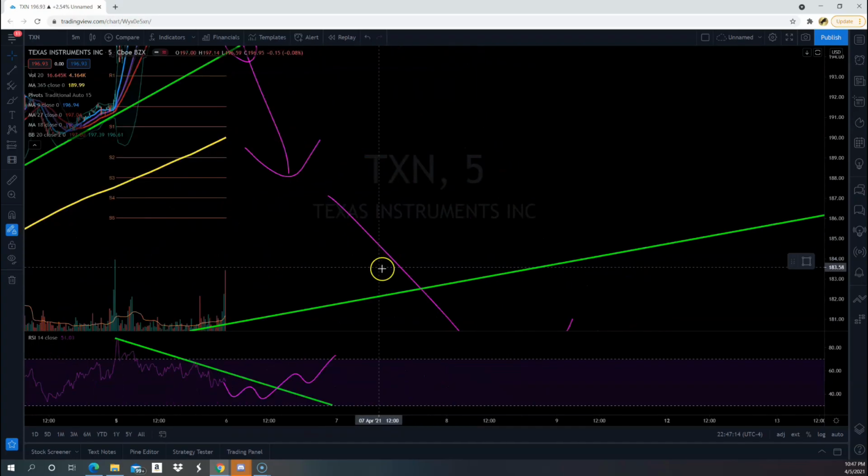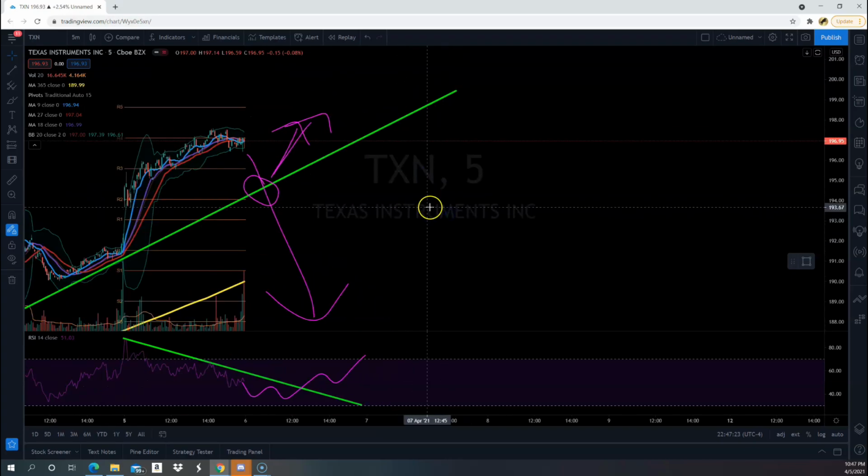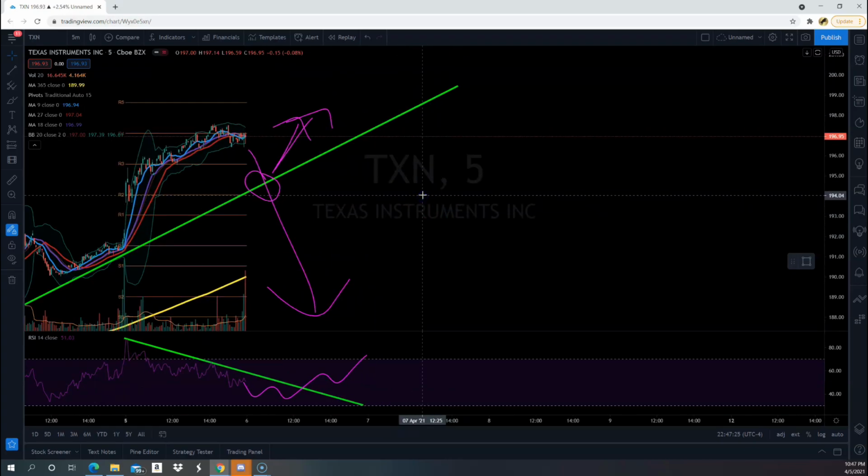But hey, if it comes down, I'm just gonna buy some more because this is a great long-term dividend stock. We're talking about 2 to 7 years. You hold this 2 to 7 years, it pays you a dividend of 2%. Great pick for a dividend stock.